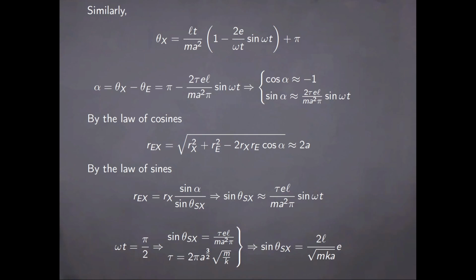And now if we define the angle alpha as the difference between the two polar angles, we obtain this expression, and we can see that its cosine is approximately equal to -1, and its sine is approximately equal to the quantity here. So it's proportional to the sine of the mean anomaly.